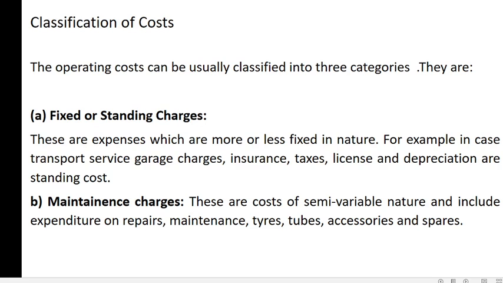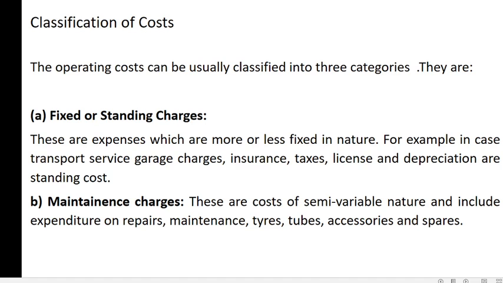Now we come to the classification of cost. The operating cost can be usually classified into three categories. They are fixed or standing charges, maintenance charges, running or operating charges. So what is a fixed charge? Fixed or standing charges include those expenses which are fixed in nature. These expenses are constant and are incurred irrespective of the extent of the service.